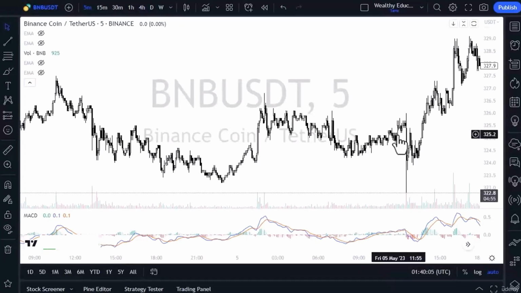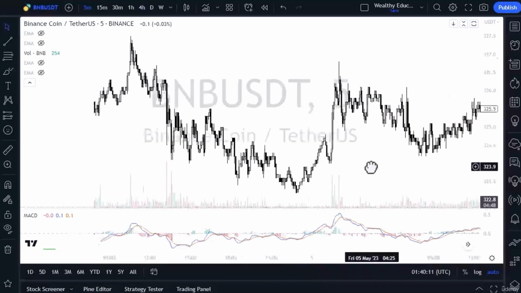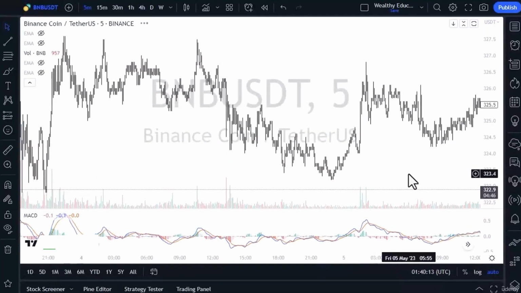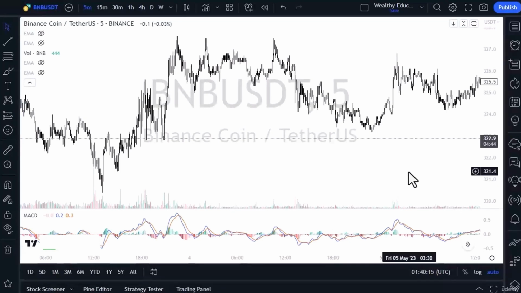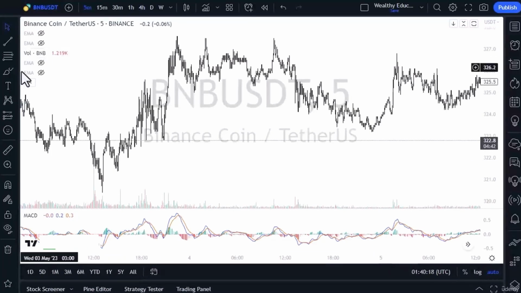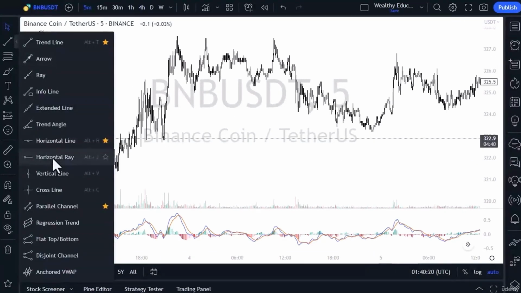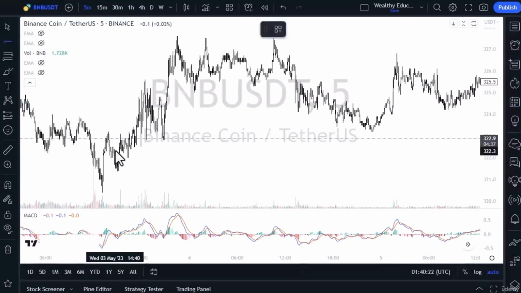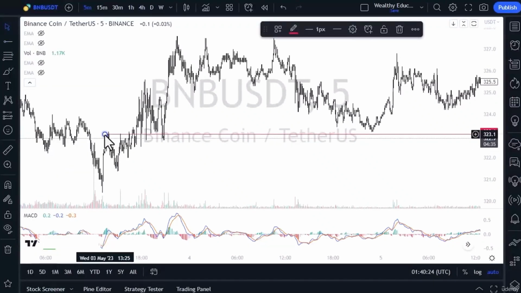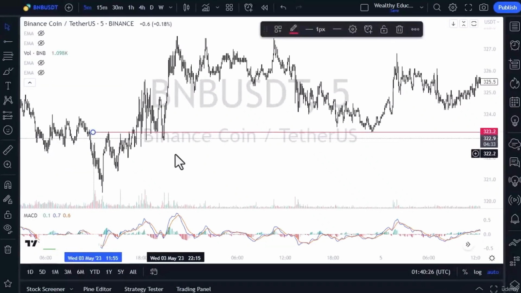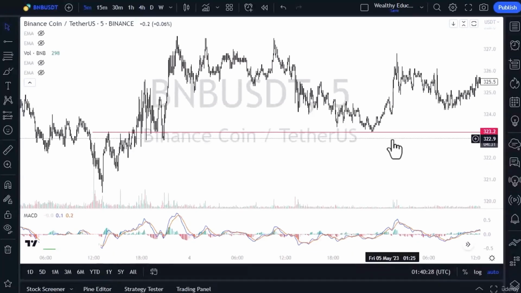In this video, we'll take a look at examples of scalping with the MACD. So this is Binance Coin, and you can see it's a pretty choppy market. The first thing I'm going to do is kind of mark out some levels. You can see resistance, support.